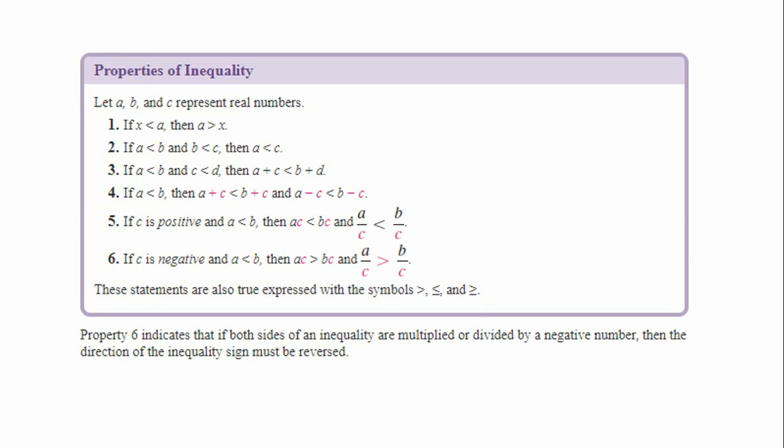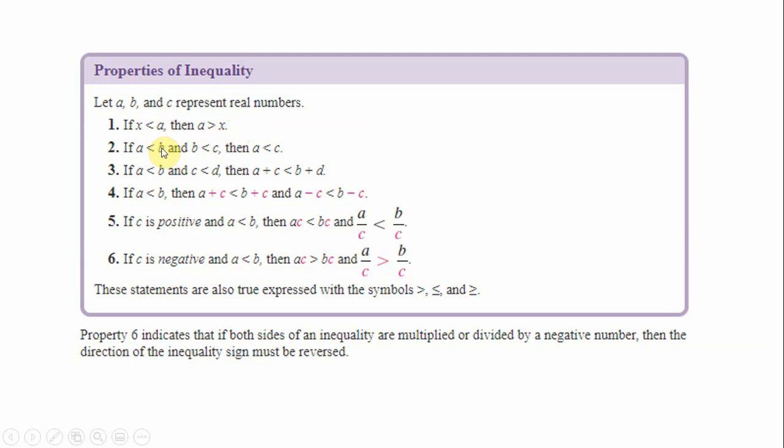So here are the properties of inequalities that we're going to use to solve and graph the solutions. a, b, and c are real numbers. If x is less than a, then a is bigger than x. x is smaller than a. Here's the big side, so a is bigger than x.